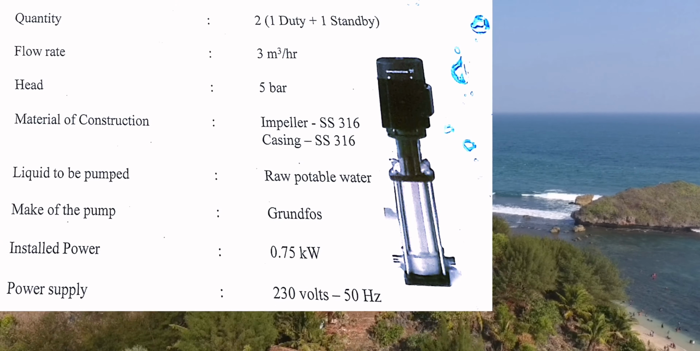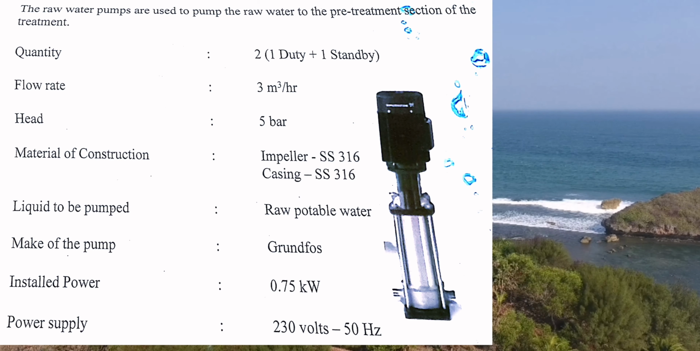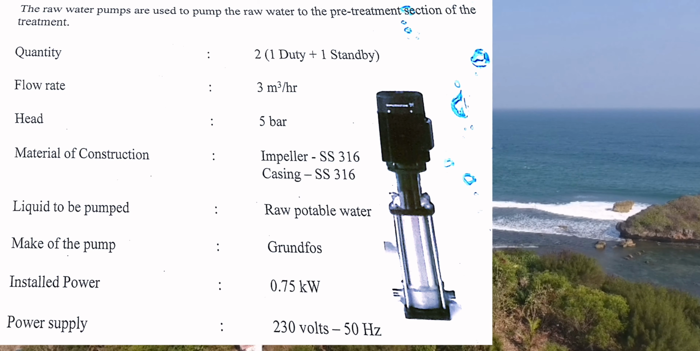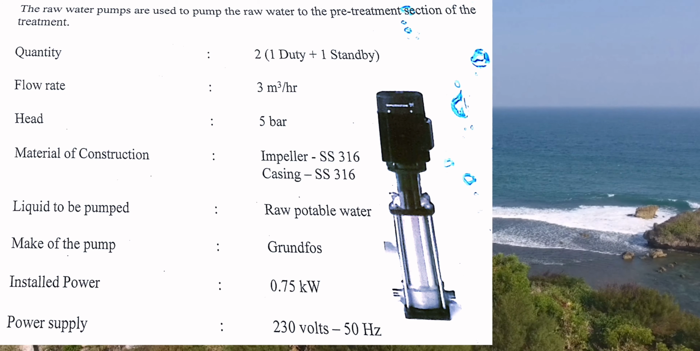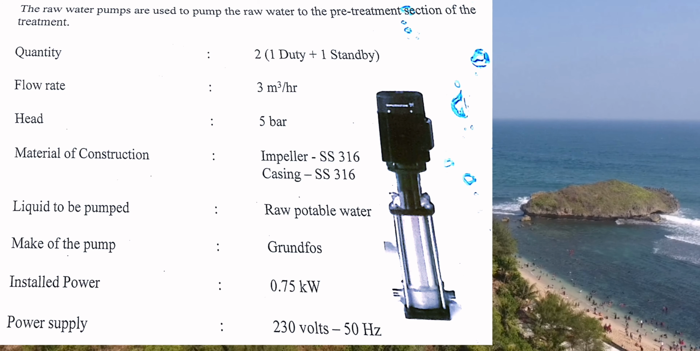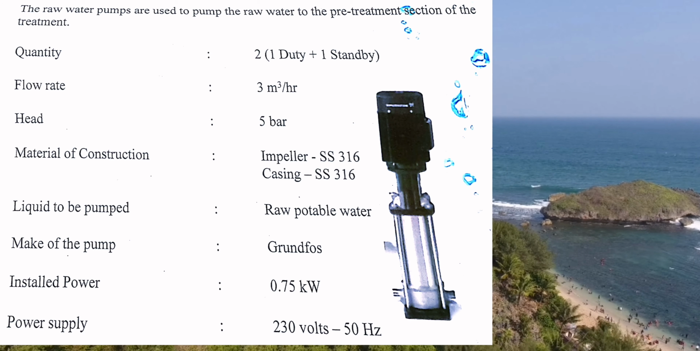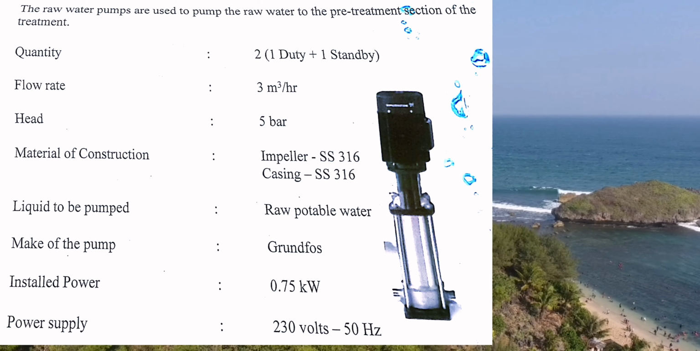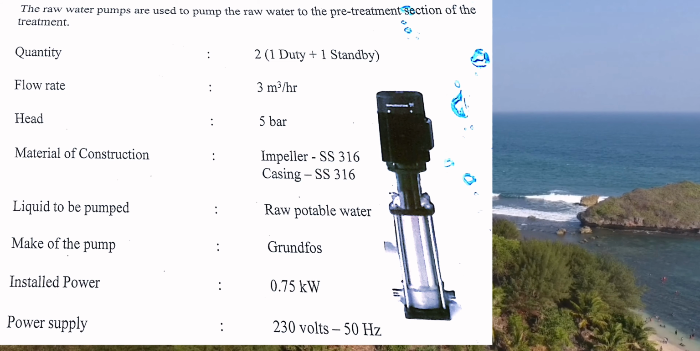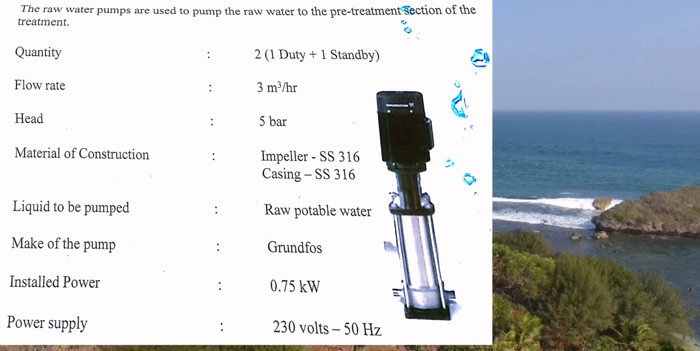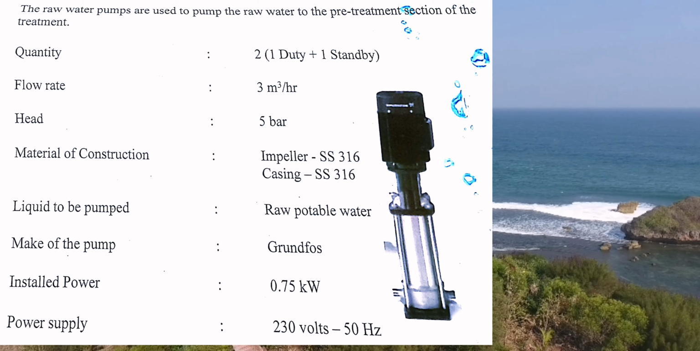The raw water pumps are used to pump the raw water to the pre-treatment section of the treatment. Quantity 2, 1 duty plus 1 standby. Flow rate 3 cubic meters per hour. Pressure 5 bar. Material of construction impeller SS316. Casing SS316. Liquid to be pumped raw potable water. Make of the pump Grundfos. Installed power 0.75 kilowatts. Power supply 230 volts 50 Hz.